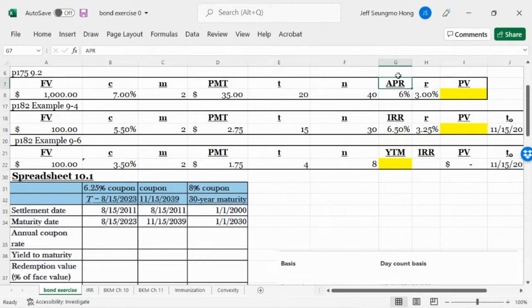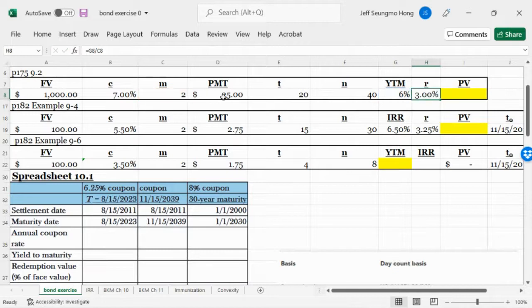So APR is also in bond. This is also called yield to maturity, and yield to maturity is basically the discount rate. So half your rate would be 3%, right?